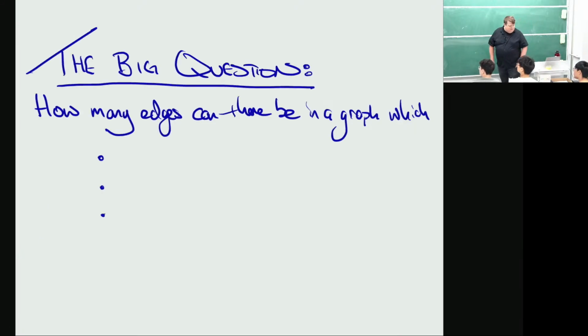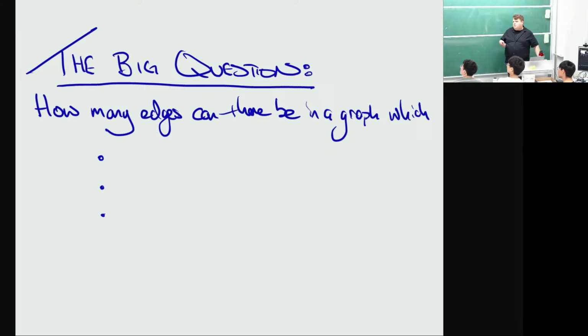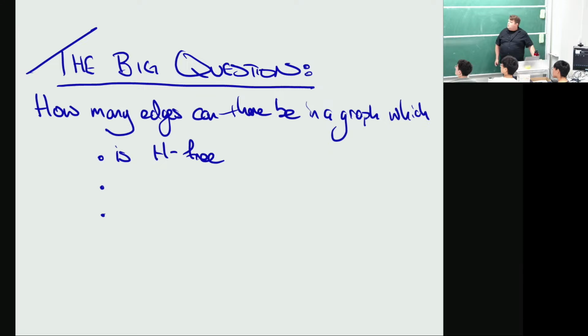And I'll just start with what the big question is. So I want to know how many edges there are in a graph with the following properties. It shouldn't have a copy of some fixed graph H.